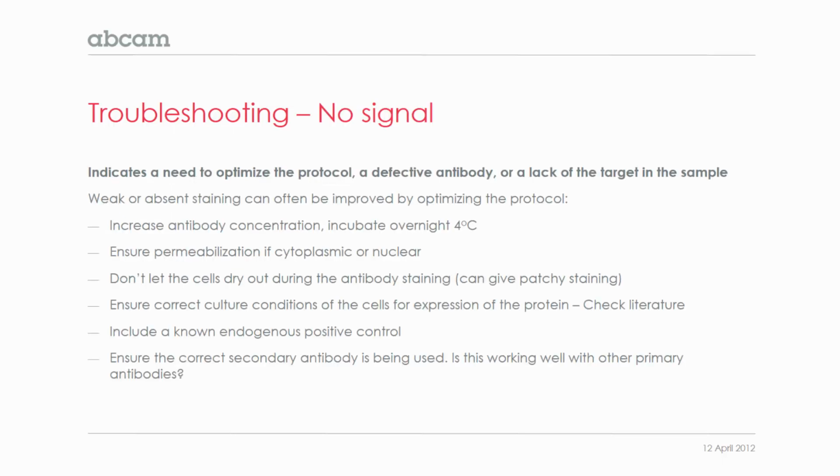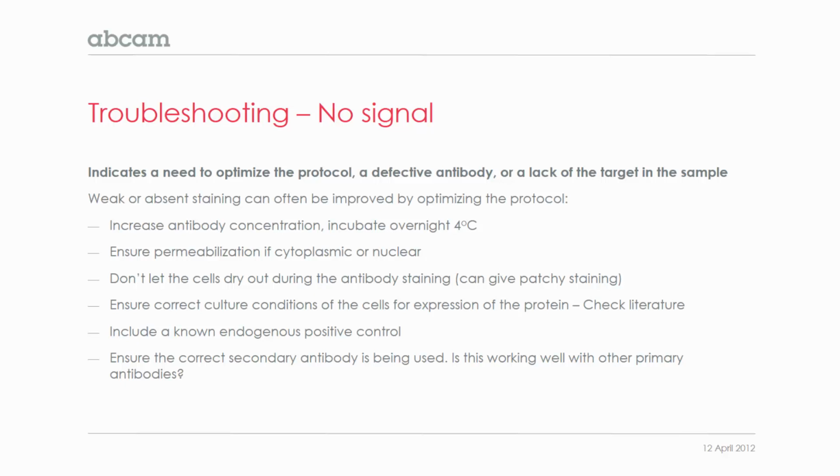So if you have no signal, it indicates to start with the need to optimize the protocol. You might have a defective antibody, or there may be a lack of target in the sample, and you could check that with a literature search to see how much target should be there. So the type of things that we would recommend are to increase the antibody concentration and to make sure you incubate overnight at 4 degrees. So increasing that concentration should mean that you increase the amount of staining there.